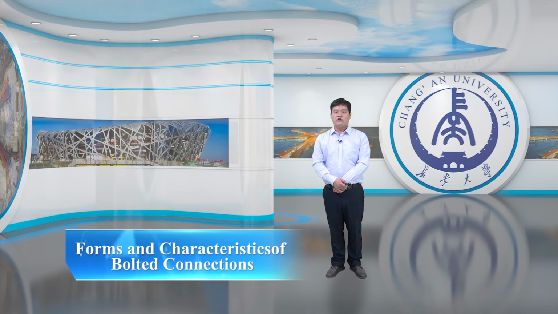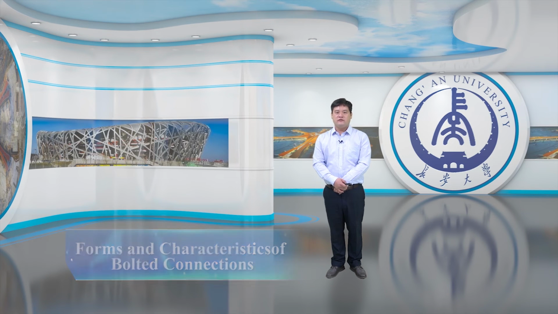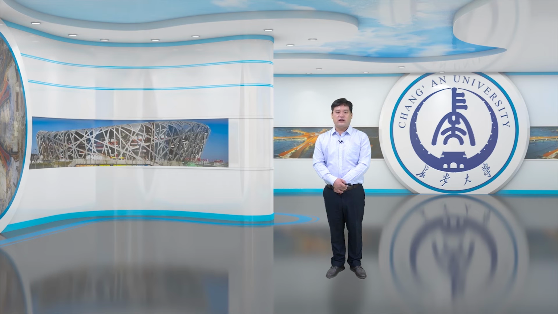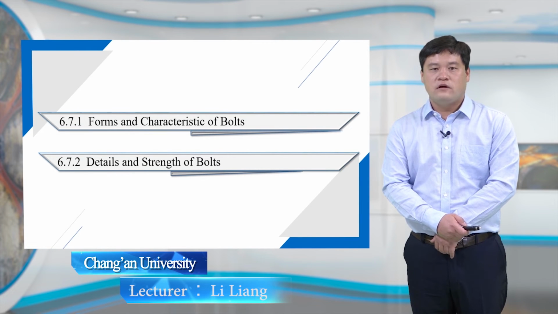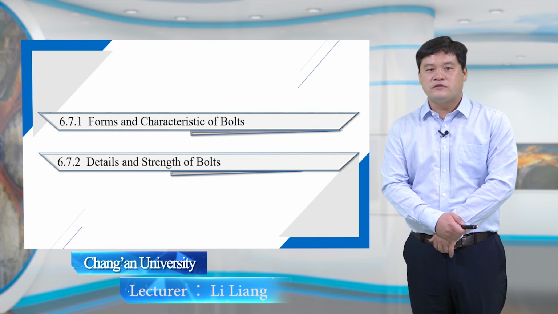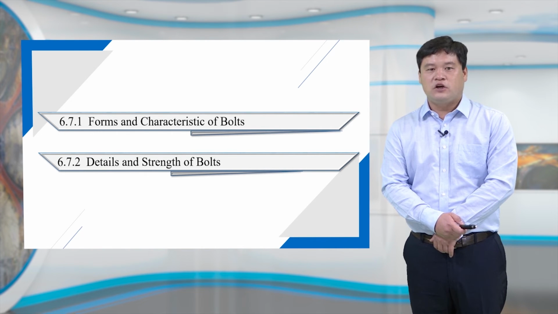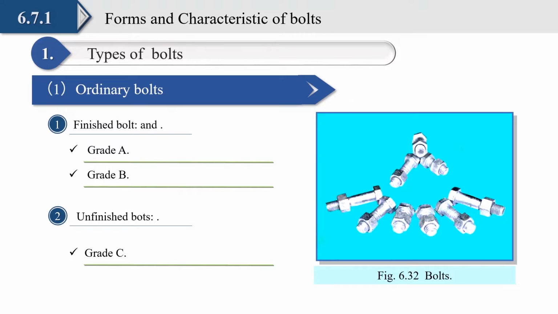Today, we are going to study section 6.7, Forms and Characteristics of Bolted Connections. In section 6.7, we will study the forms and characteristics of bolts and details and strengths of bolts.